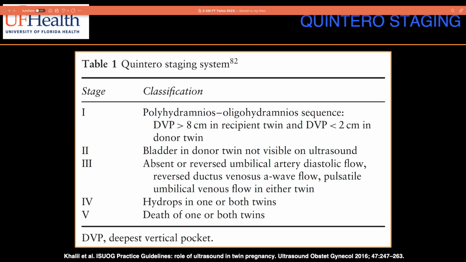I'm not going to go much into the Quintero staging, but this is still the main type of staging that we use, stages 1 through 5, starting with oligohydramnios in the twins, and then changes where you may not see the bladder, having abnormalities in the cord, having high drops, and eventually losing one or both fetuses.